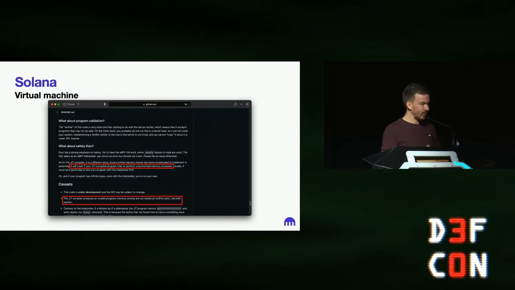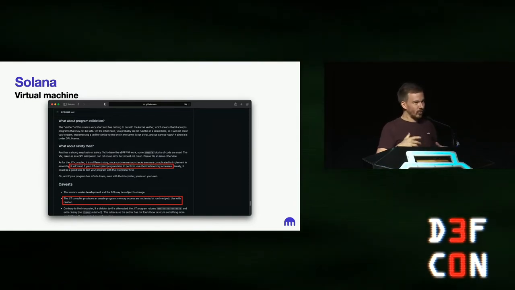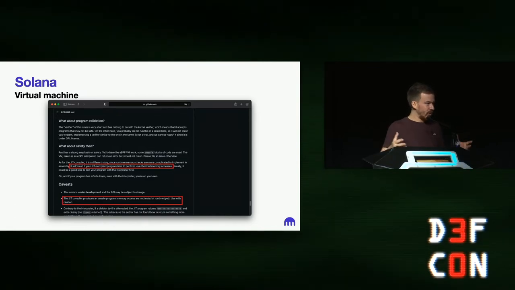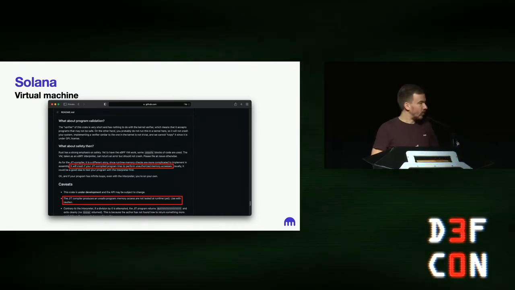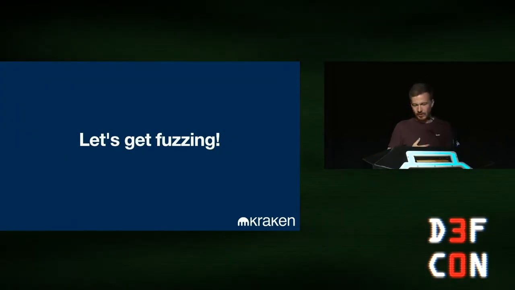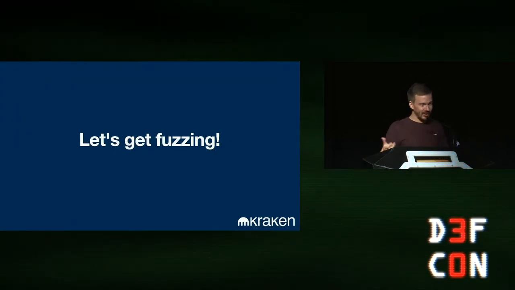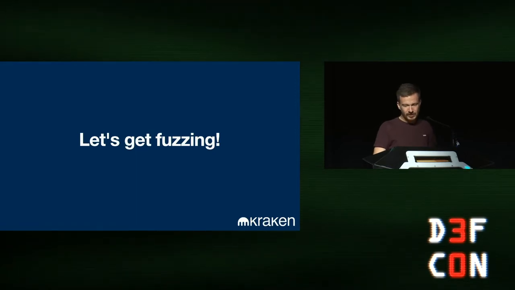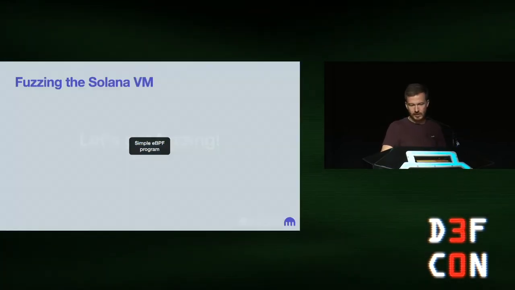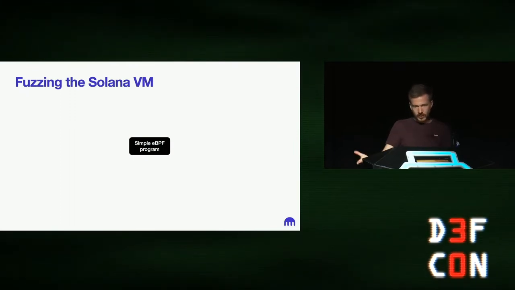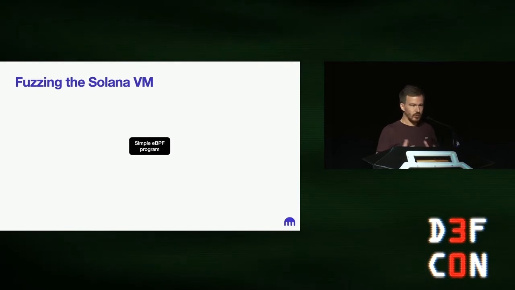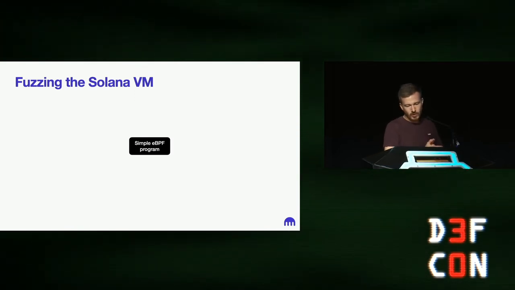Use with caution. Now, we could go and manually check if they added safety checks around this, or we could do the lazy way and just start fuzzing the VM and see what we find. And so I'm lazy, so I started fuzzing. And fuzzing a VM is actually surprisingly simple, at least in this case. To fuzz, let's say, the Solana VM, all we need is some kind of input, for example, a simple eBPF program.